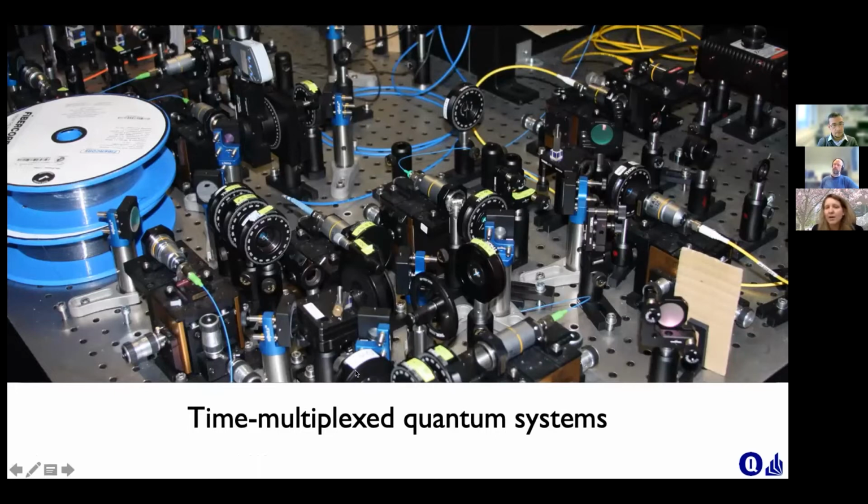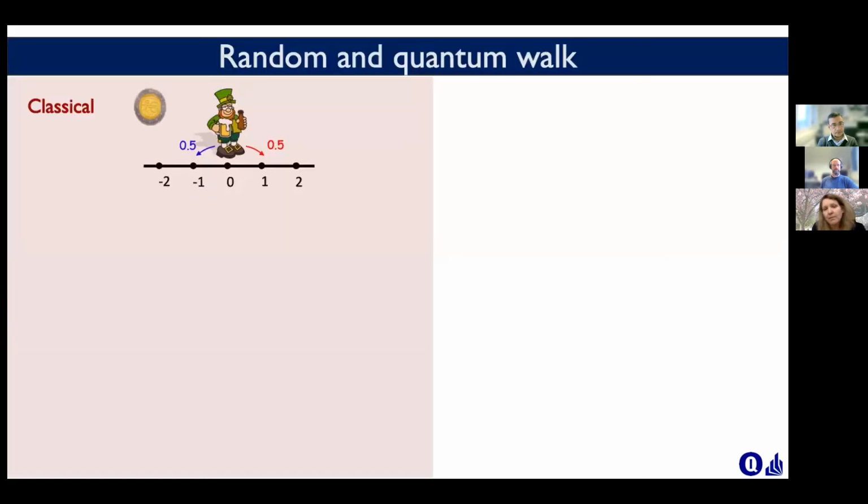And it's a different way of getting to larger Hilbert spaces. And here you see a lot of optics. This is a standard optics lab, what you will typically find. So let me introduce you to time-multiplexing. What do we do with the time-multiplexed systems? This is in the spirit of quantum communication, quantum simulation, or quantum walks. And let me give you a brief introduction to random versus quantum walks.